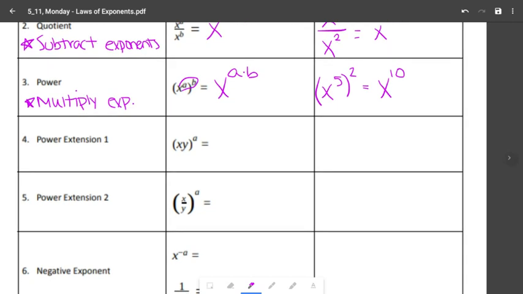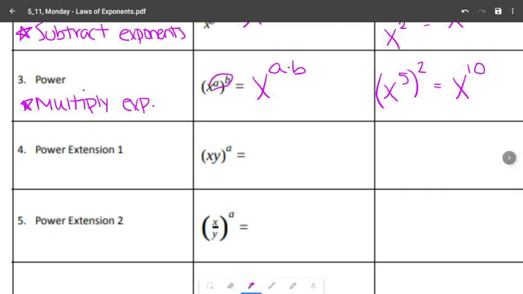Four and five are similar. They're another type of power rule. When you have two things being multiplied in number 4 with one exponent on the outside, you can distribute the exponent inside so they both get it. Similar with number 5, if they are dividing, you can distribute the exponent into them that way as well. So they both get that exponent.